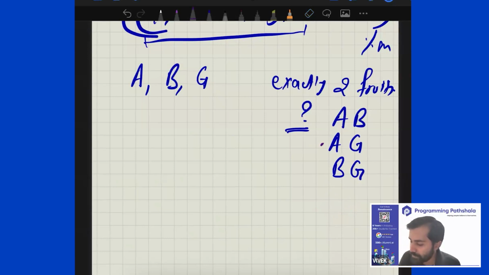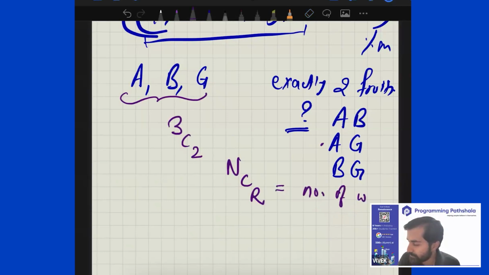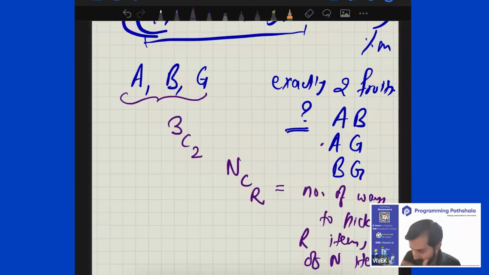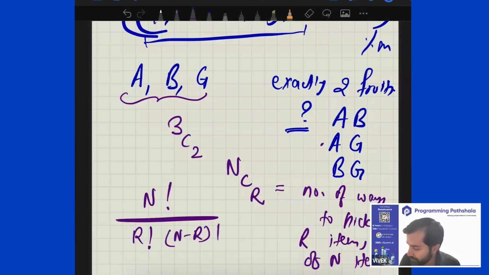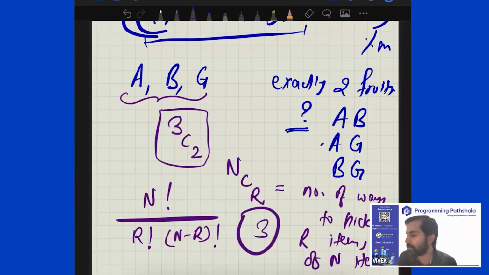A lot of you have used a simple formula, and that formula is 3C2, which is NCR. You might have heard of NCR. NCR basically denotes the number of ways to pick R items out of N items. And the formula of NCR is N factorial divided by R factorial multiplied by (N minus R) factorial. If you apply this for 3C2, 3 factorial by 2 factorial into (3 minus 2) factorial, you will get 3. Your answer will be 3, right?